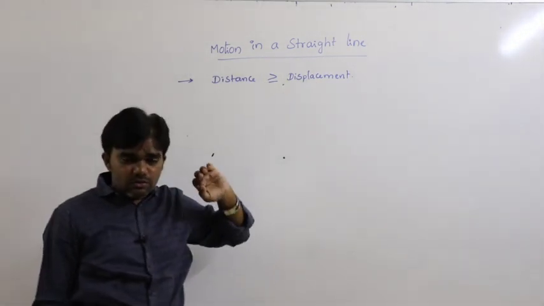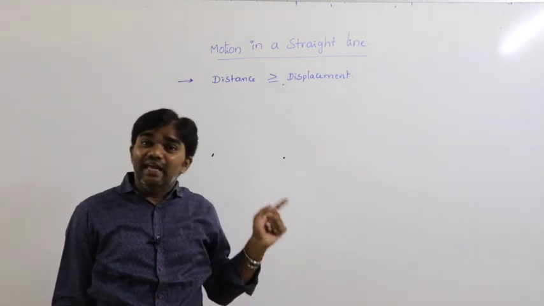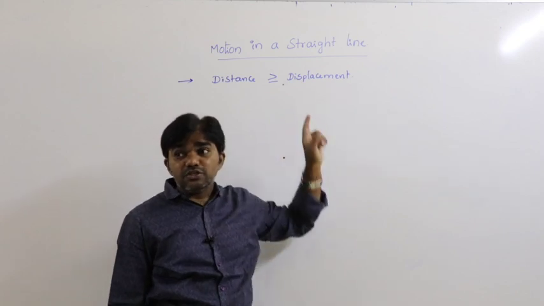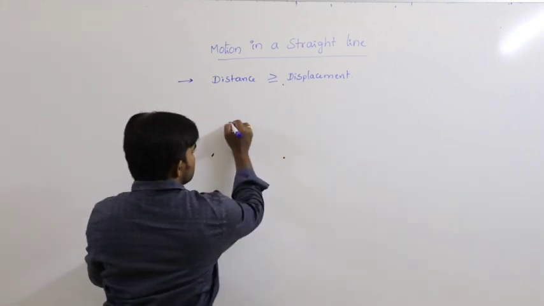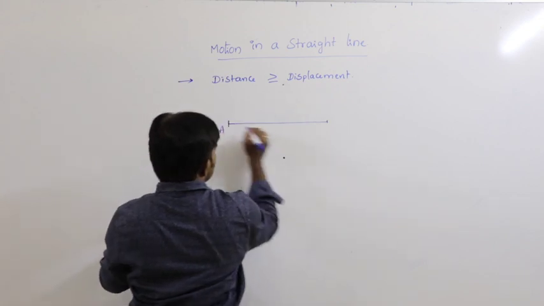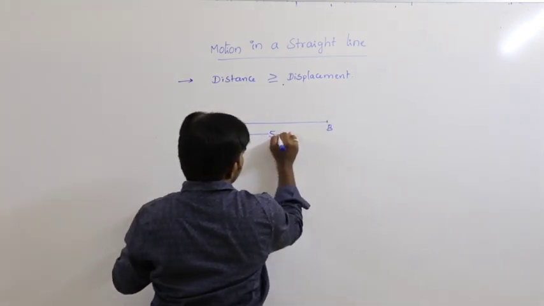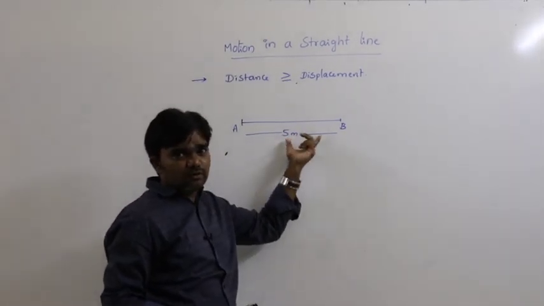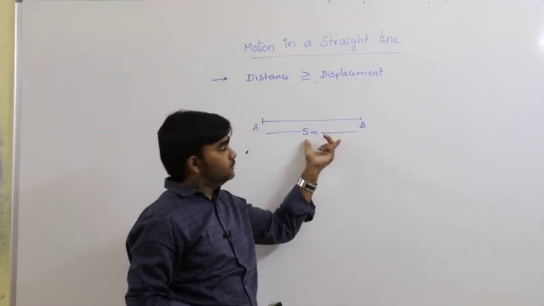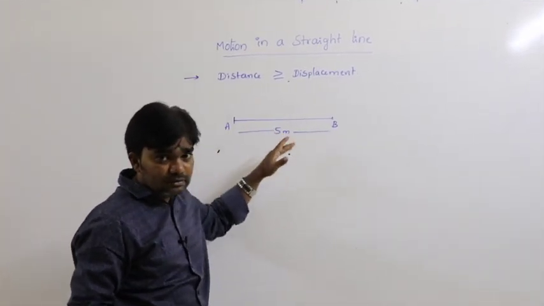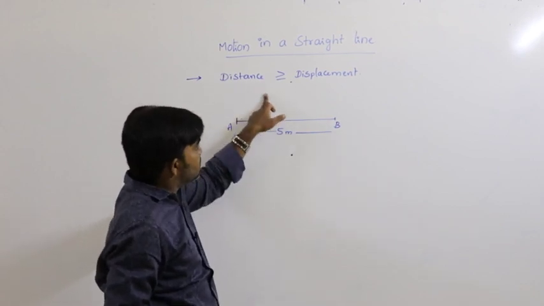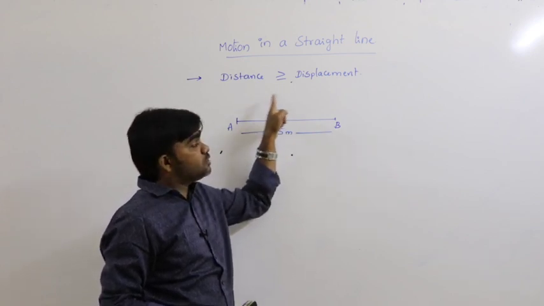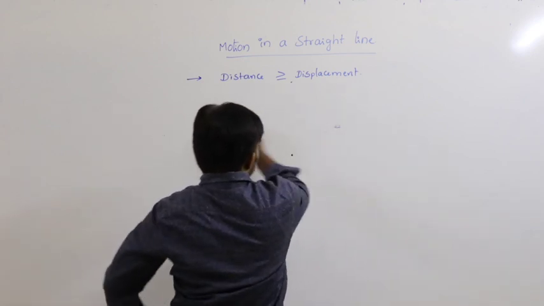In any curved path, distance must be greater than displacement. But in a straight line path, let us say it is A and it is B, let us say it is 5 meters. In this situation, distance must be equal to displacement. So in a straight line path, the distance must be equal to displacement. In any other situations, distance must be greater than displacement. So that's a very important point.